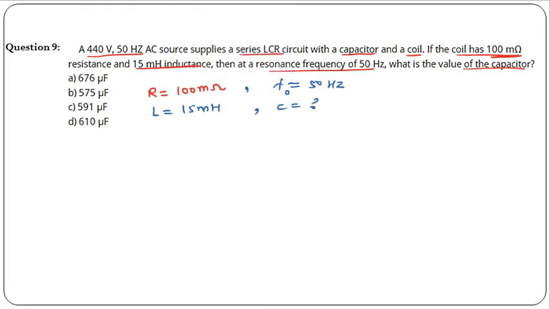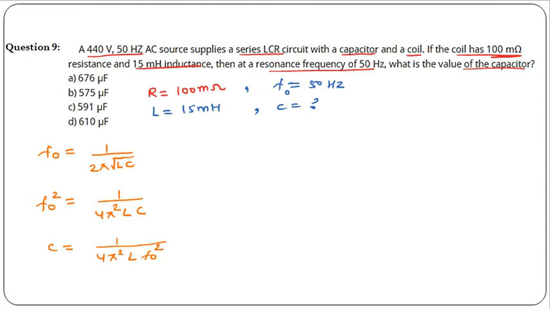We have to calculate the capacitance value. So simply, since resonance frequency is given, we know that f naught is given by 1 by 2 pi root L into C. So we have to calculate the value of this capacitance. So now we will square both sides. So f naught square will be equal to 1 by 4 pi square L into C. So from here we are getting the C value, equal to 1 by 4 pi square L into f naught square. Okay, so we can substitute the values.